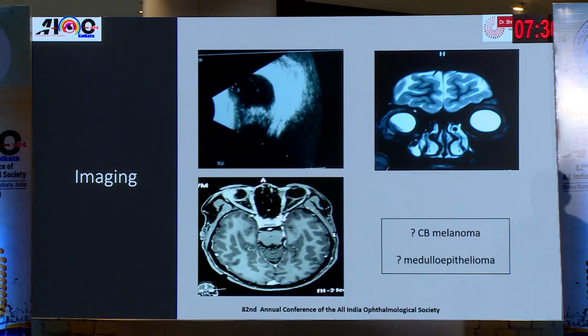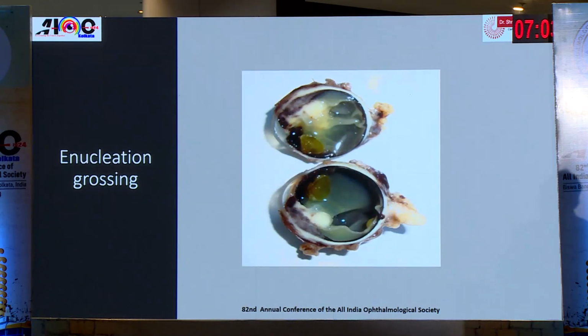So an ultrasound B scan was done for this patient. A mass lesion in the ciliary body region was noted, following which the patient was advised MRI orbits, and even in the MRI orbits it was confirmed that there is a ciliary body mass. So we kept two diagnoses in mind, the first one being a ciliary body melanoma and the second one medulloepithelioma. The patient was counseled for right eye enucleation, and following enucleation, on grossing of the specimen, a white tan grayish mass was seen in the ciliary body region, which can be seen here.